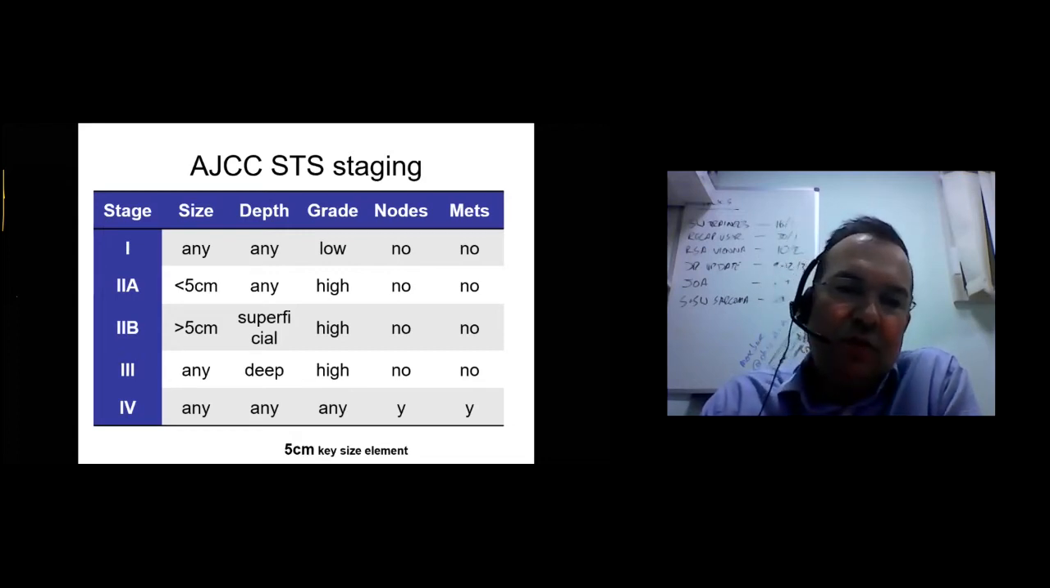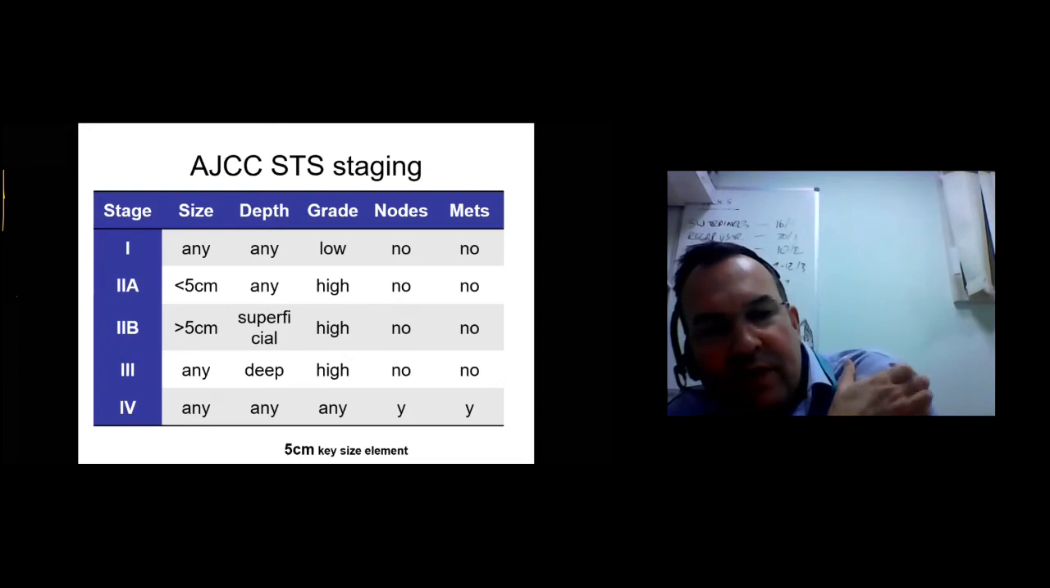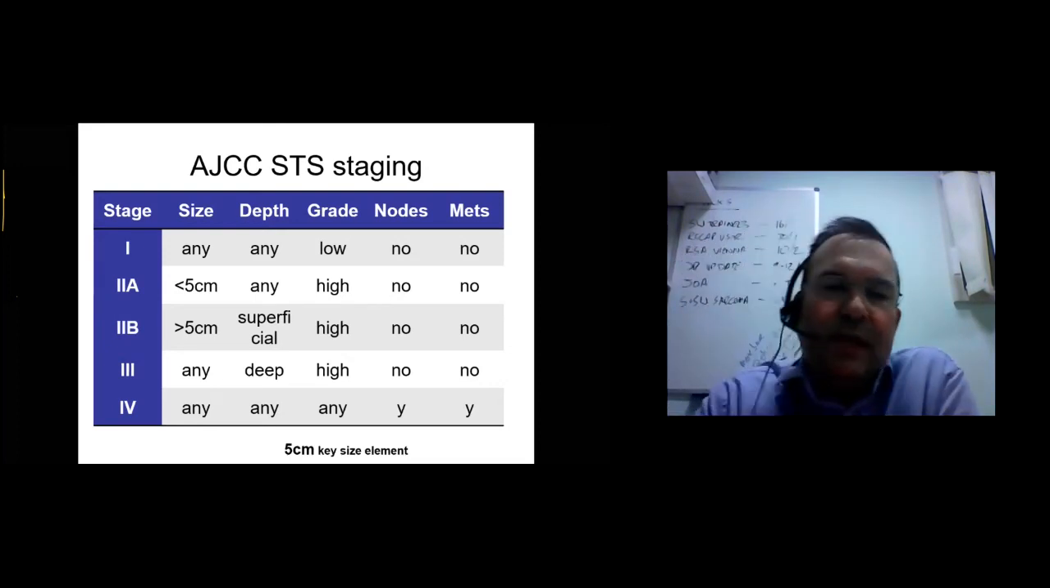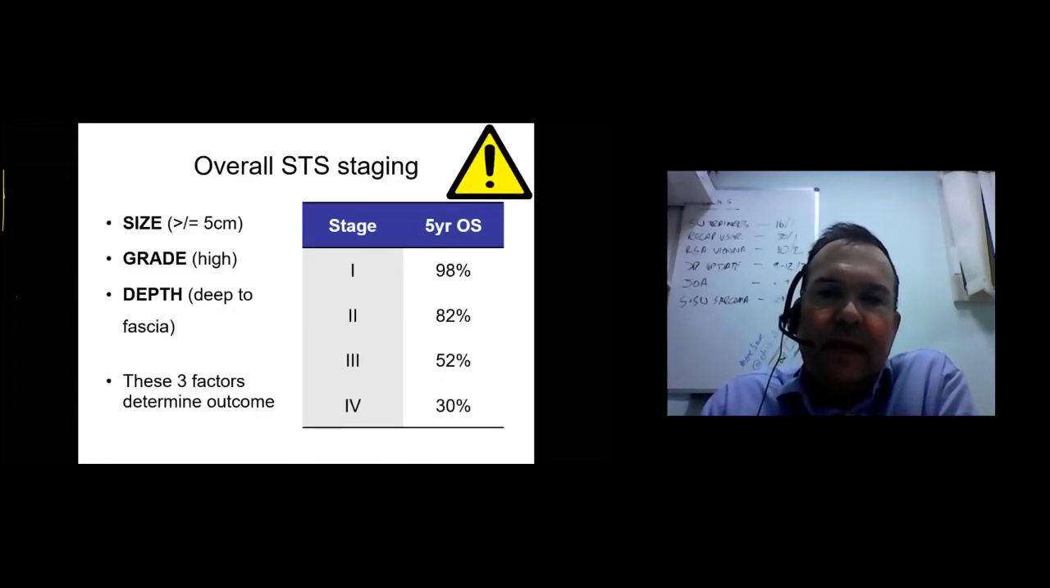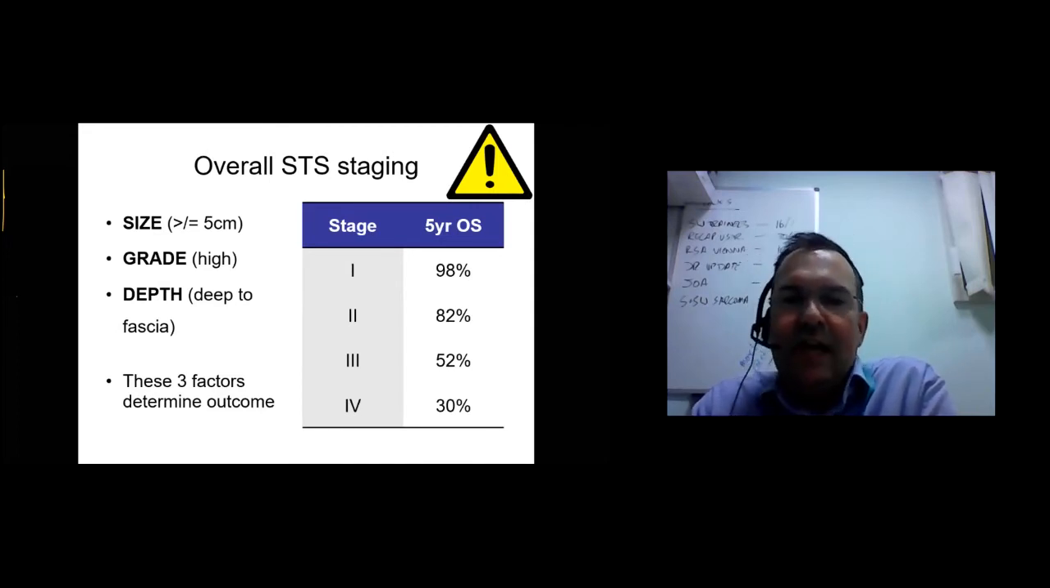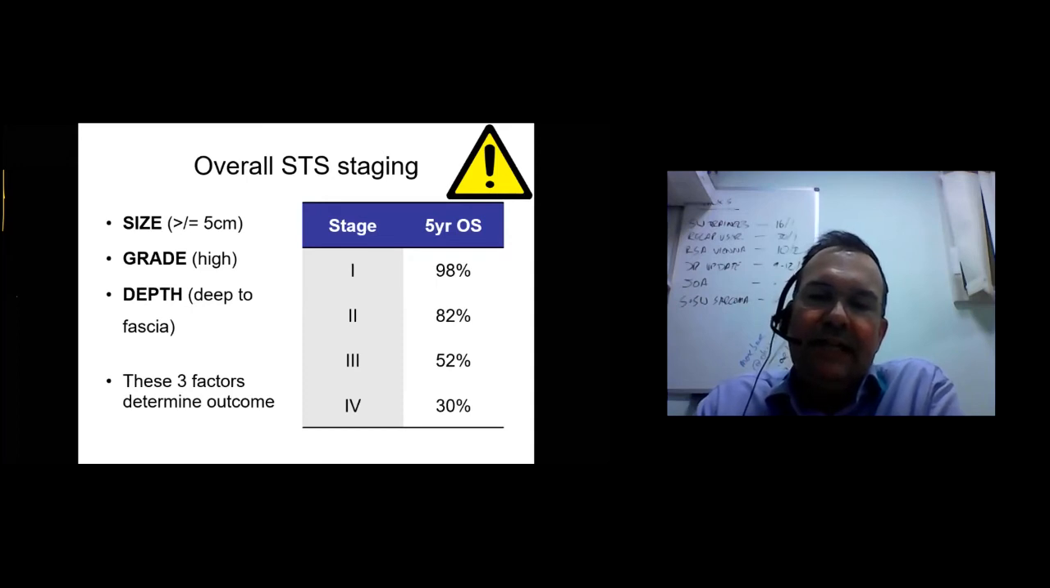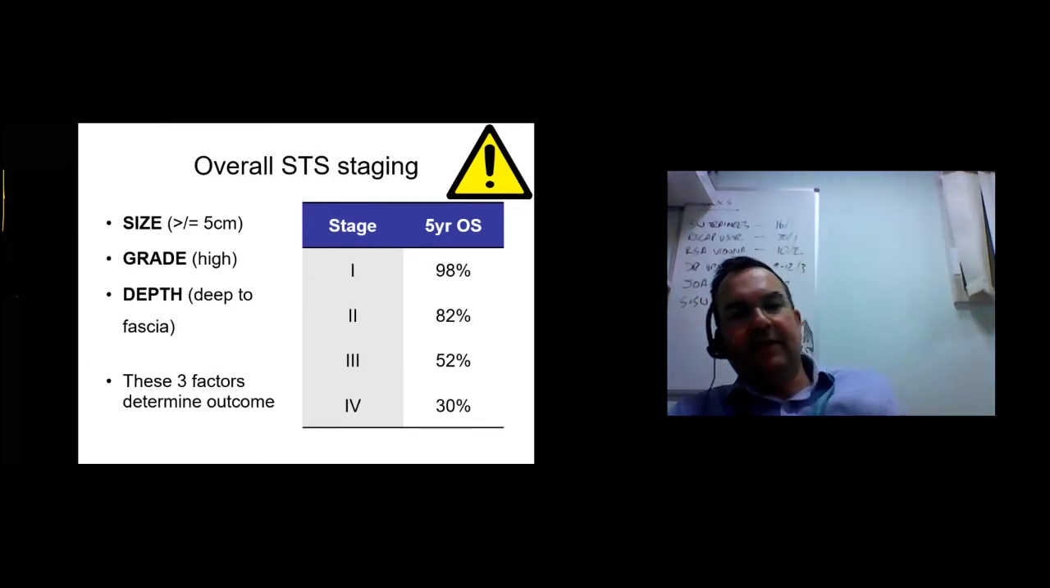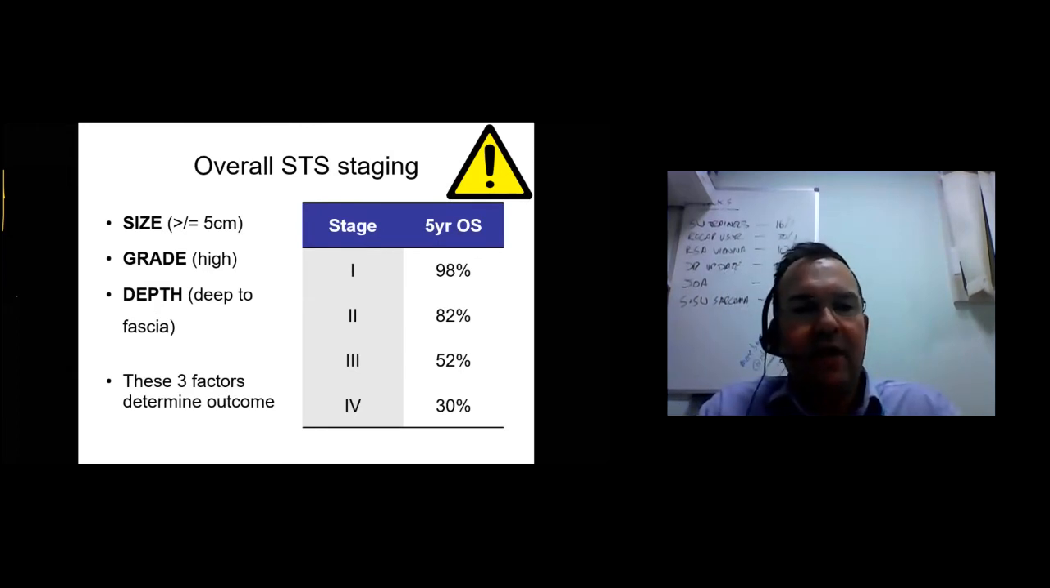And the examiner might say to you, well, what's the importance of this? And one of the important factors is that it just means we're all talking about the same thing at the same time. And here's the importance of it. Look at this. So this is the overall 5-year survival depending on size of tumor. Stage 1, 98% 5-year survival, down to a dismal 30% survival with stage 4 tumors. So the 3 factors that determine outcome are the size, the grade, and the depth of the tumor.